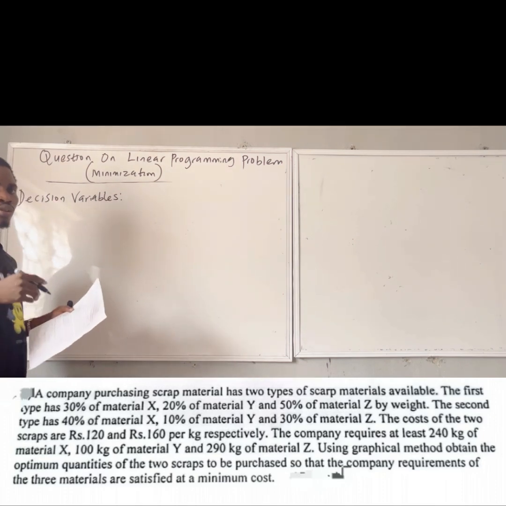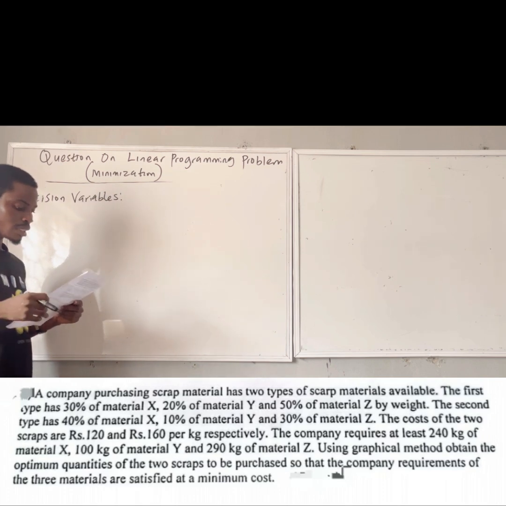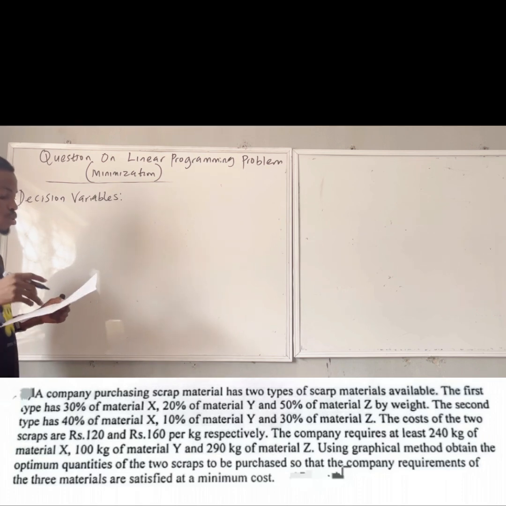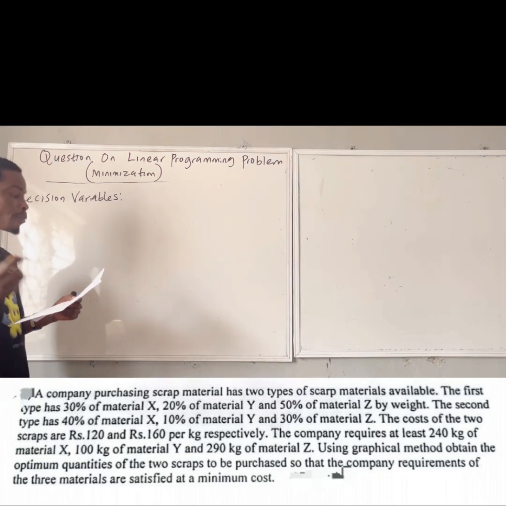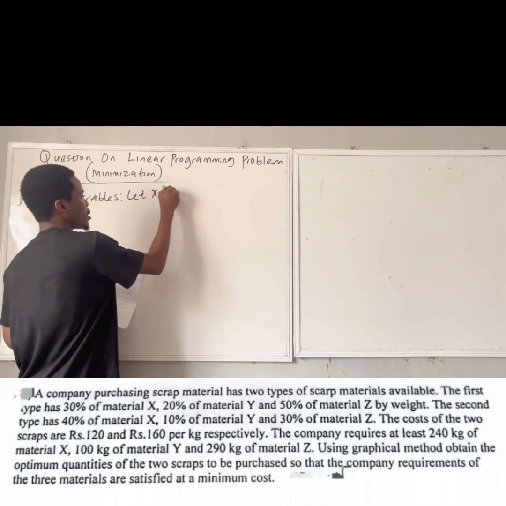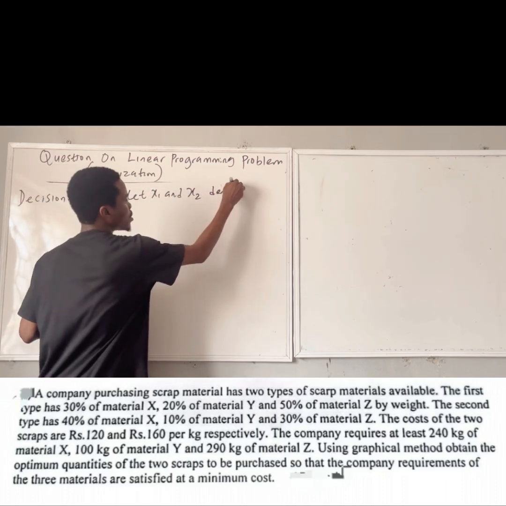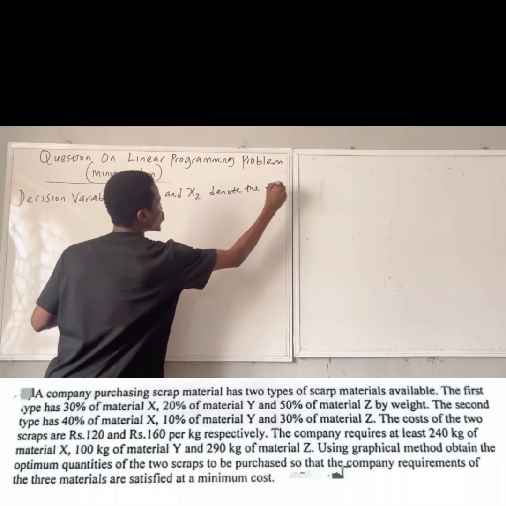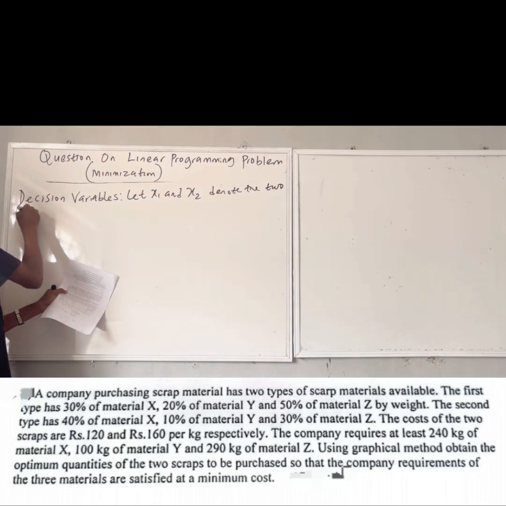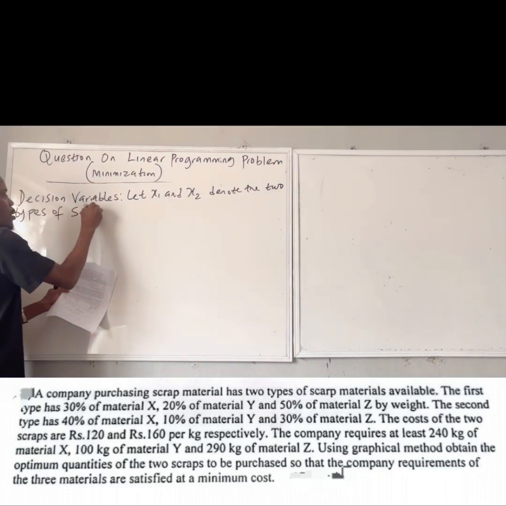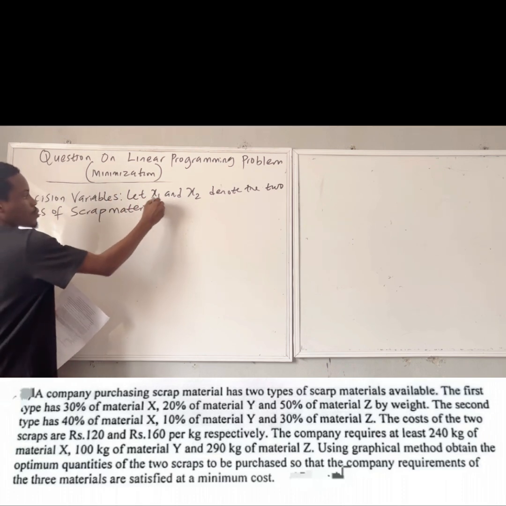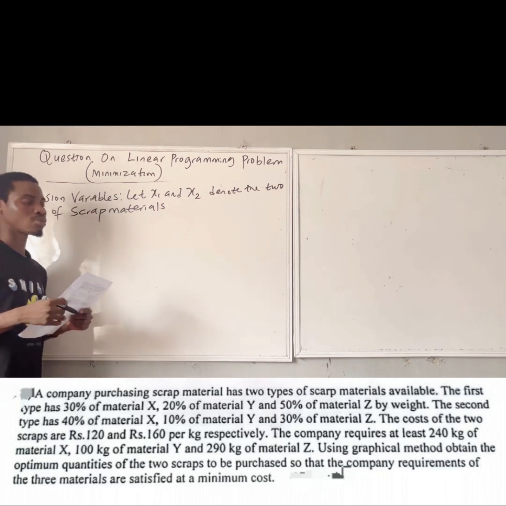So we have to denote. Remember that a company purchasing material has two types of scrap material. So we let X1 and X2 denote the two types of scrap material.